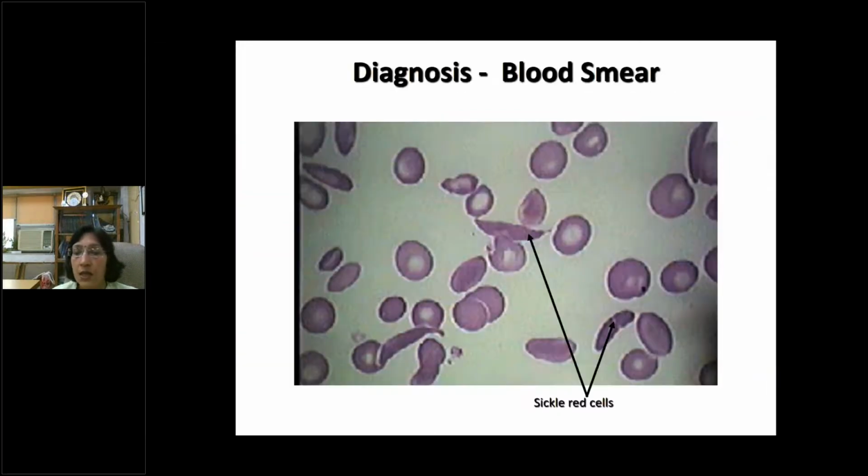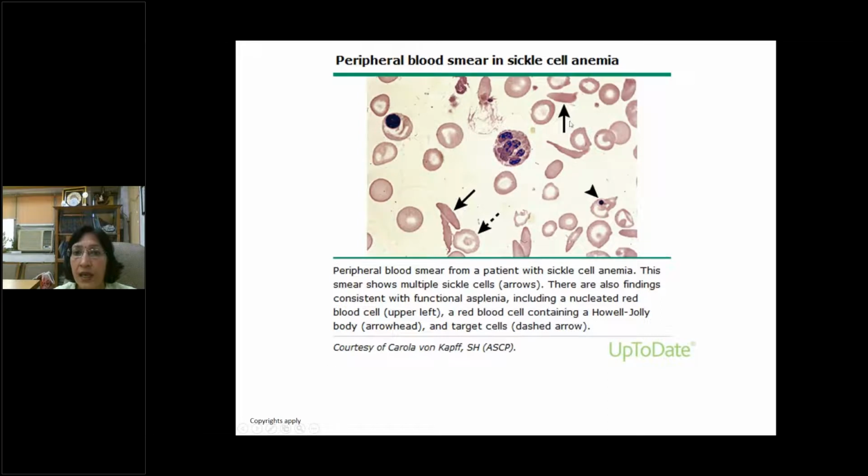So we are facing many complications due to this sickle cell anemia. This is the typical sickle cell you will see in the peripheral blood. This is the normal and these are the sickle cells. The number of sickle cells depends upon whether you are dealing with the heterozygous or homozygous state. This is again a picture of a sickle cell peripheral blood smear.